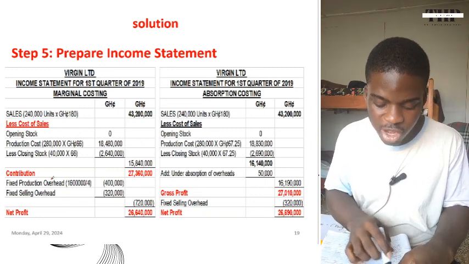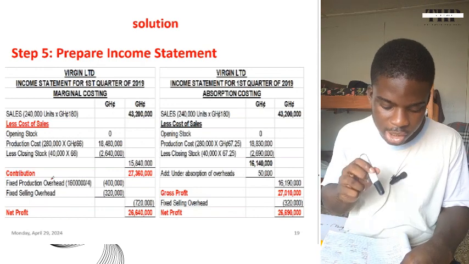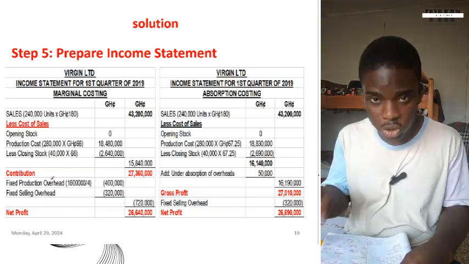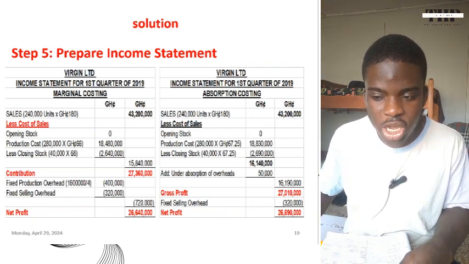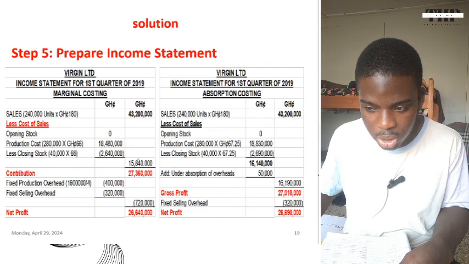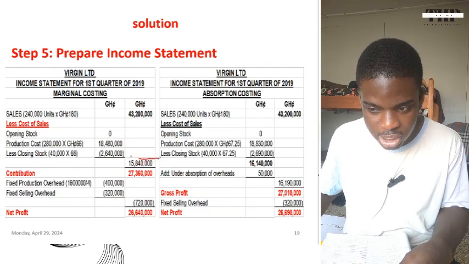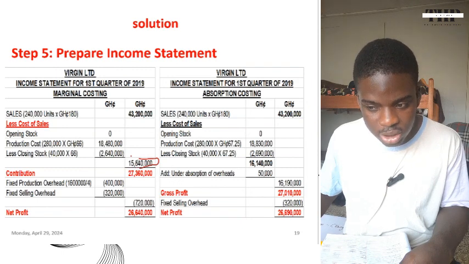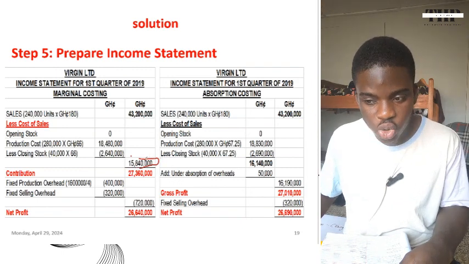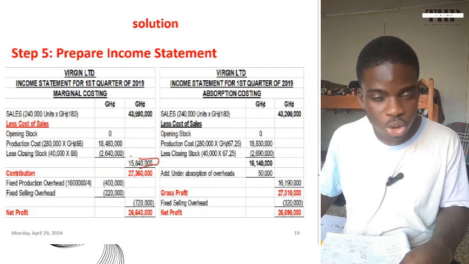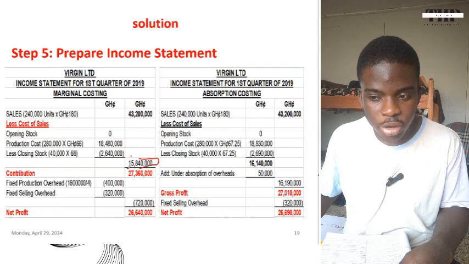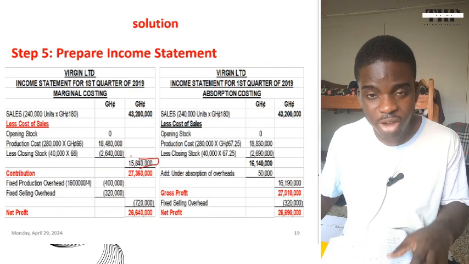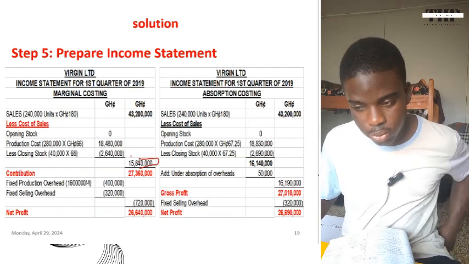If the question gave you a variable selling and distribution cost, you would have added it to this figure, this 15,840,000, before you subtract to get your contribution. Remember, our contribution is the sales revenue minus the variable cost.